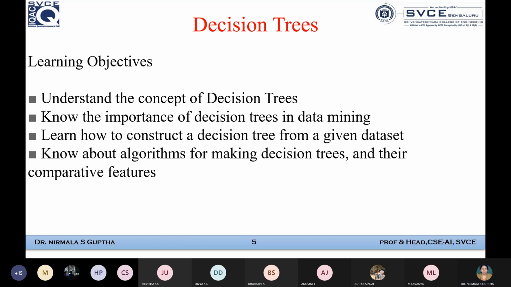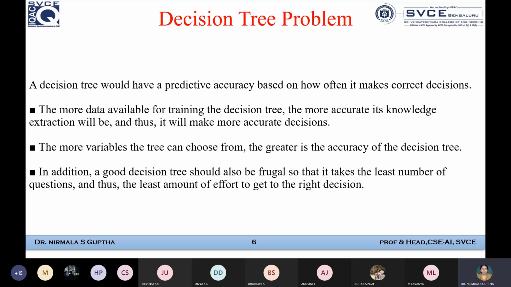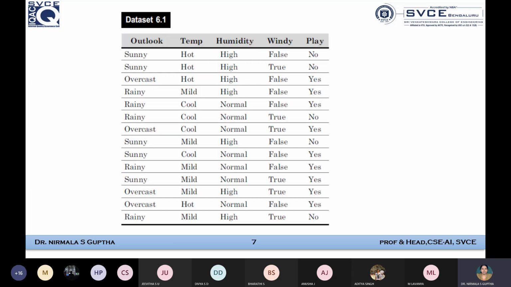Okay, next. The decision tree would have a predictive accuracy based upon how often it can make correct decisions. The 3 considerations I have discussed. We have done this sample, but I would like to do it once again. I need to discuss this data set, because this data set is what helps us construct the decision tree. After a few minutes we will be doing that.